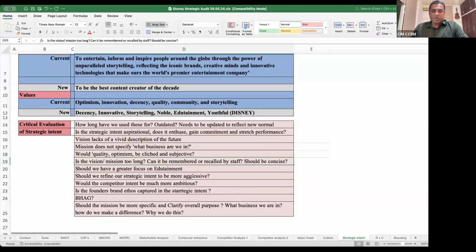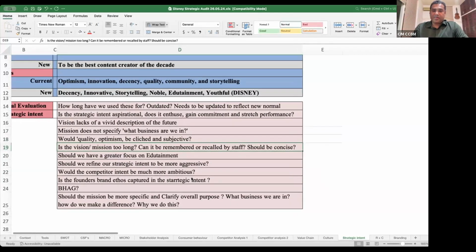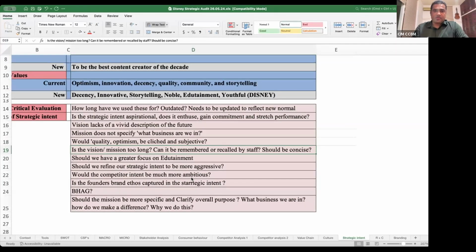Is the vision and mission too long? Can it be remembered and recalled by staff? Should it be concise? So I've made it shorter. Should we have a greater focus on edutainment, because edutainment is something that we really focus on? Should we refine our strategic intent to be more aggressive? Would the competitor intent be much more ambitious? Our competitors' intents, we need to check what those are.